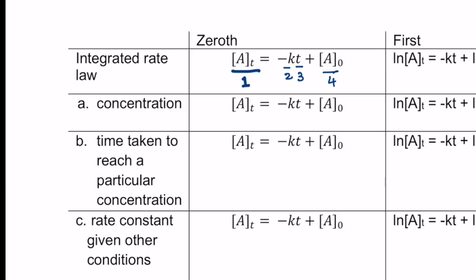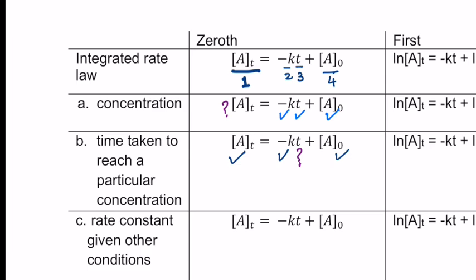So if they ask you to find, let's say the question mark is concentration at time t, then they will have to give you the value of the rate constant, the time, and the initial concentration. If they ask you to find the time it takes to reach a particular concentration, then they will have to give you the concentrations and the rate constant.